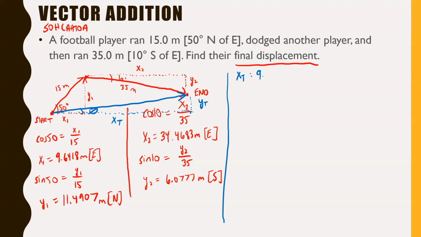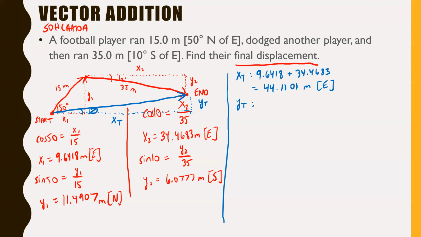So we'd have just 9.6418 plus 34.4683. Throw that in my calculator. Give me a second. 9.6418 plus 34.4683. That gives me 44.1101 meters to the east. Awesome, right? Now the Y total this time around.